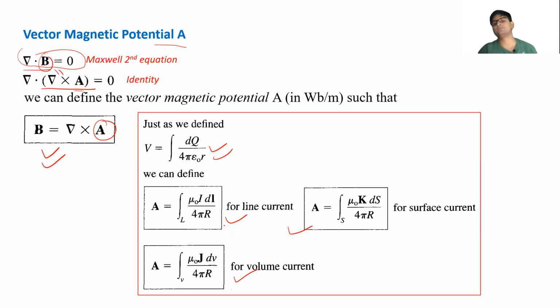So for the line current, you will have the vector magnetic potential formula this. For surface current, it will be this formula, and for volume current, it will be this formula. So you need not remember all these formulas. Maybe you can just remember the first two formulas, because very few questions come from these sections in competitive exams especially.